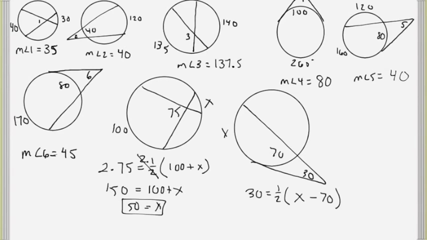Once again, to solve, I'm going to multiply both sides by 2 because that will cancel out that half. And I get 60 is x minus 70. And if I add 70 to both sides then, I get 130 is that missing arc.